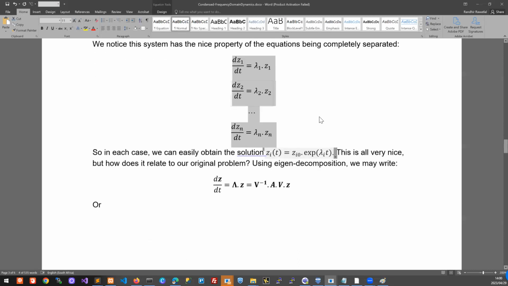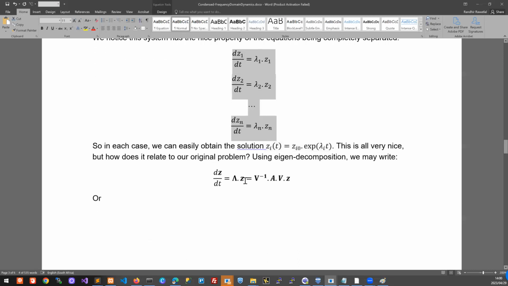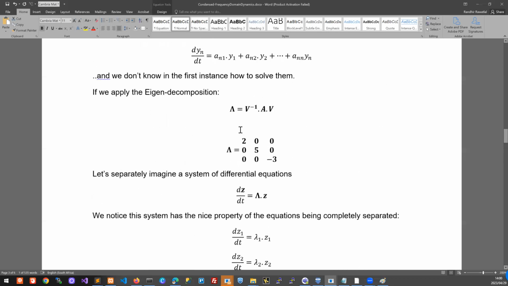So we've got this very nice case here. And this came from nowhere, right? We just noticed, oh, this lambda is such a nice matrix. What if we had this case instead? Well, let's see how it relates to our original case. So this lambda, we've shown through eigen decomposition, has this relationship to our original matrix A.